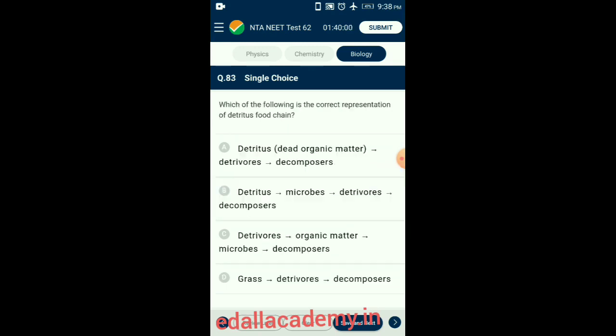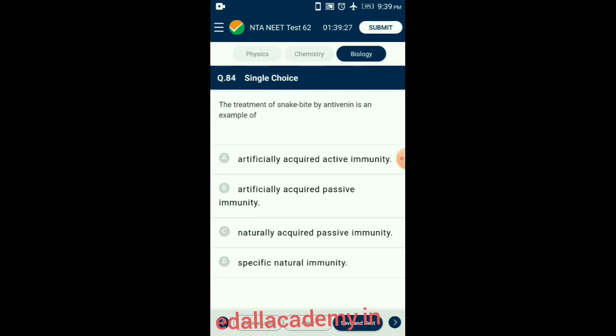Question number 83. Which of the following is the correct representation of detritus food chain? It begins with detritus such as dead bodies of animals or fallen leaves, which are then eaten by decomposers or detritivores. These detritivores are in turn consumed by their predators. So the answer is option A. Detritus is dead organic matter. Detritivores are decomposers.